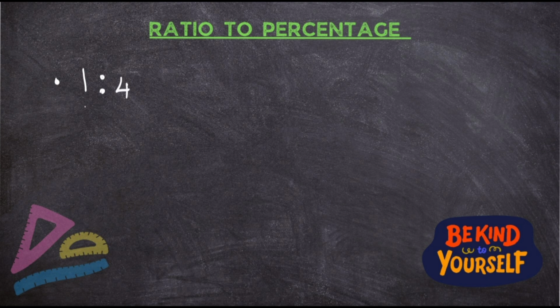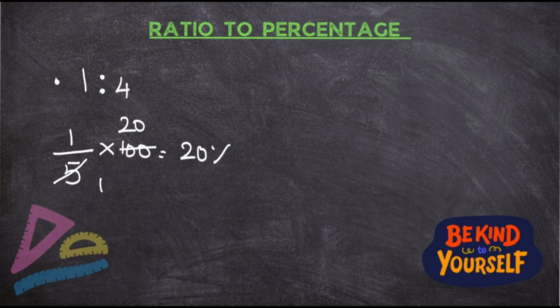1:4. First step, first write the first number as it is, 1. Now in the denominator it will be the sum of the two numbers, 1 and 4. 1 plus 4 gives you 5. And into 100. Now solve this. 5 ones are 5. 5 20s give you 100. And 1 into 20 gives you 20. So 20% will be your first percentage.